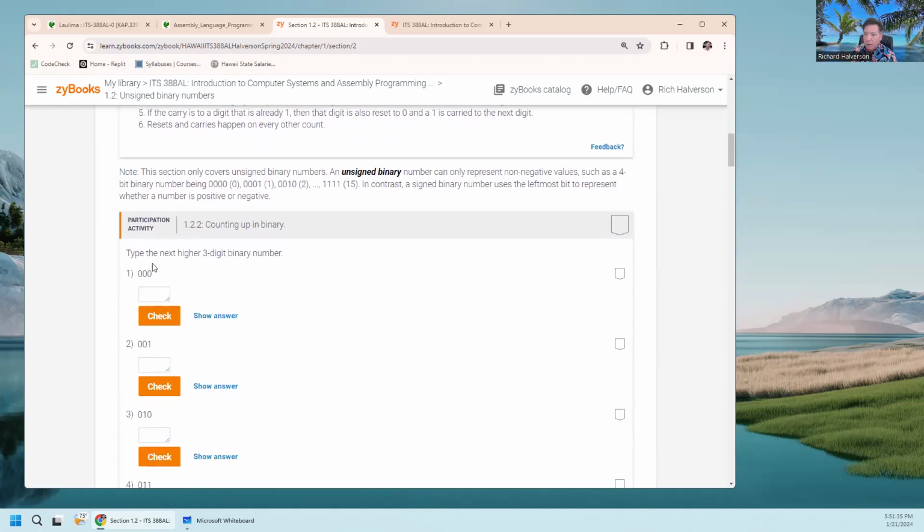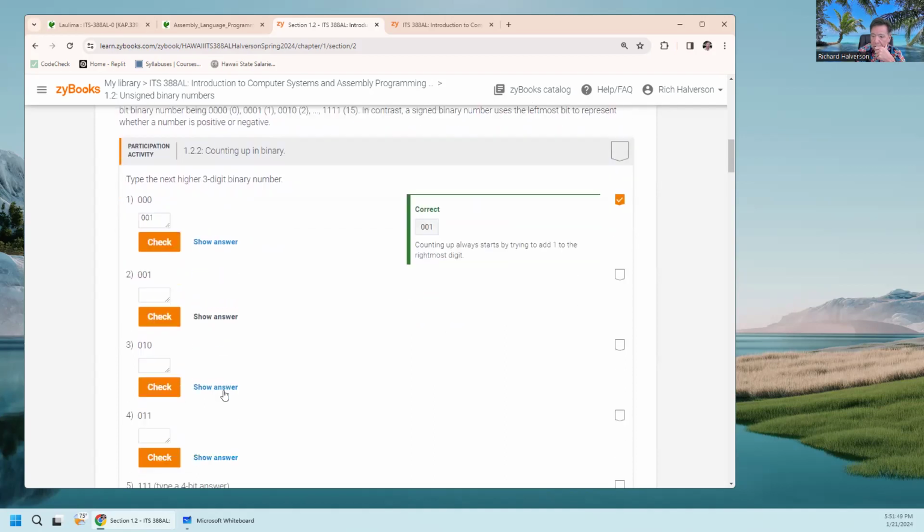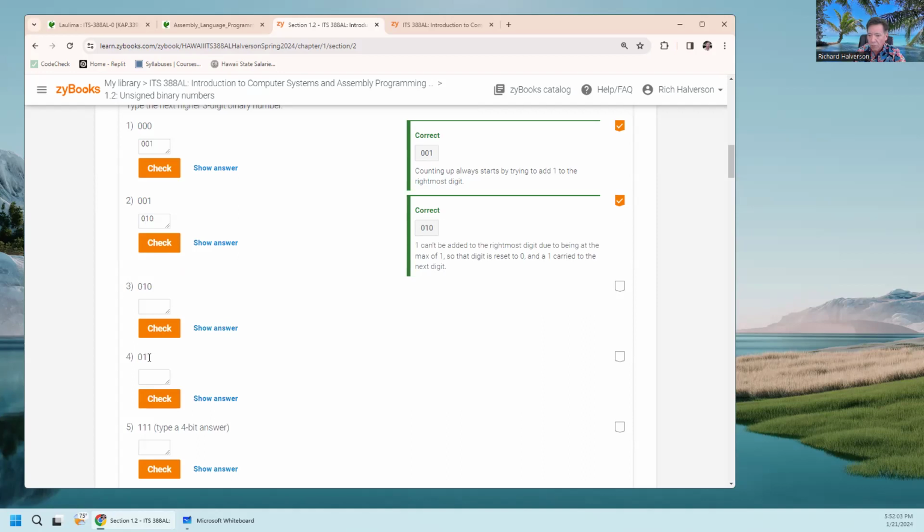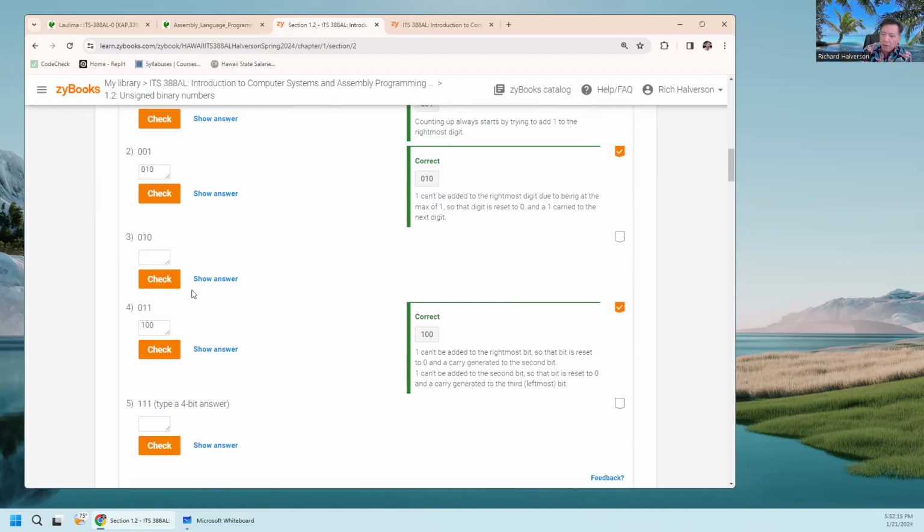So make sure you click through that. Type the next higher 3-digit binary number, 001. How about this one? This is 010. So we're just counting. Here we add 1, and so it ends up being 100 because we add 1 and makes it 0, carry the 1, 0, carry the 1. So this is just being able to count in binary.